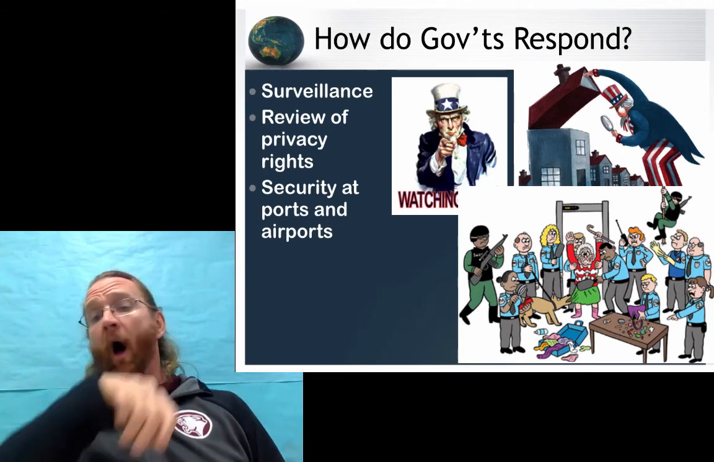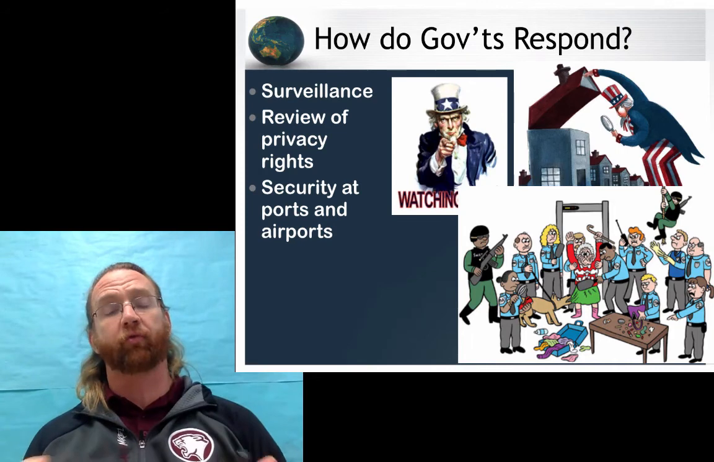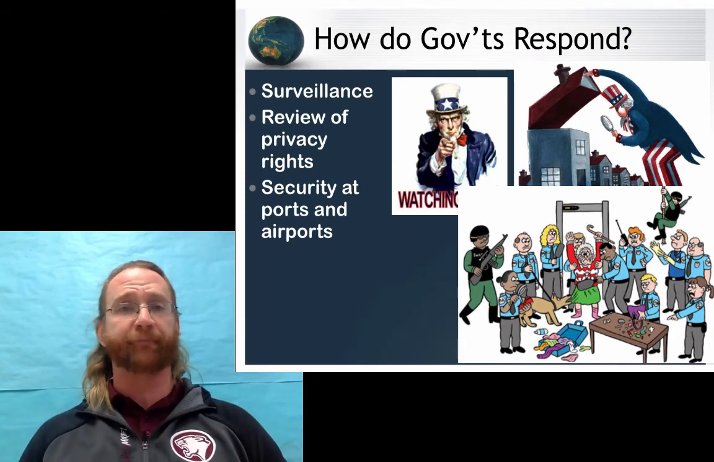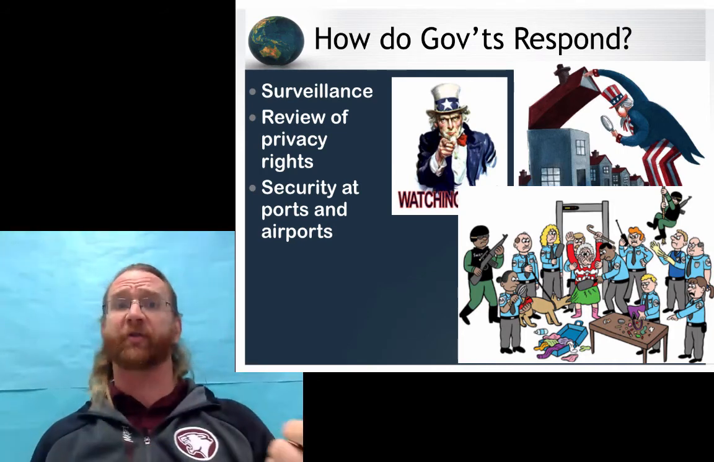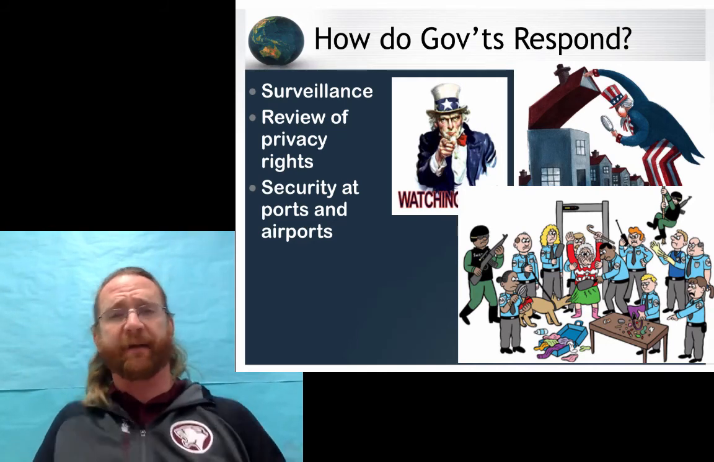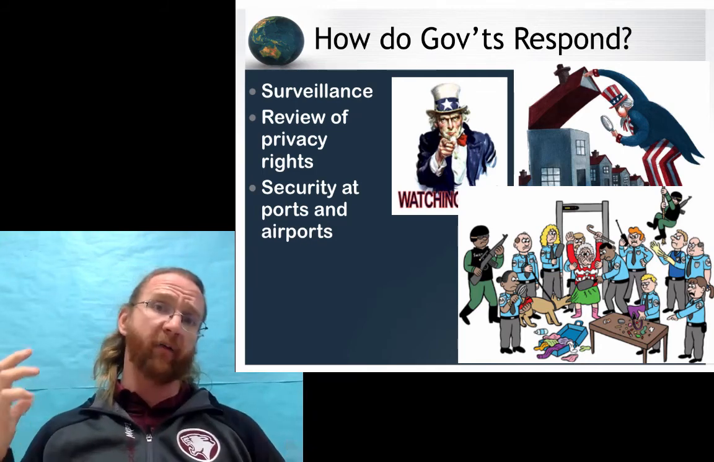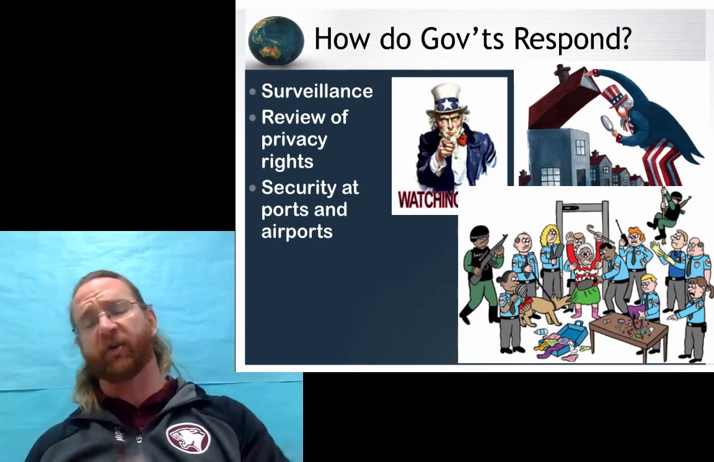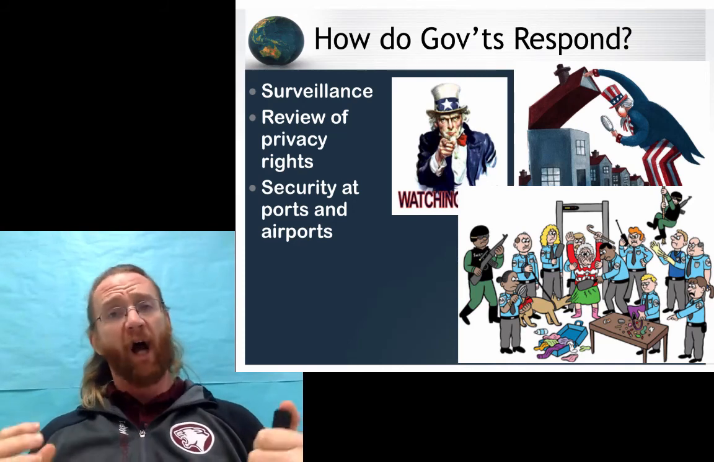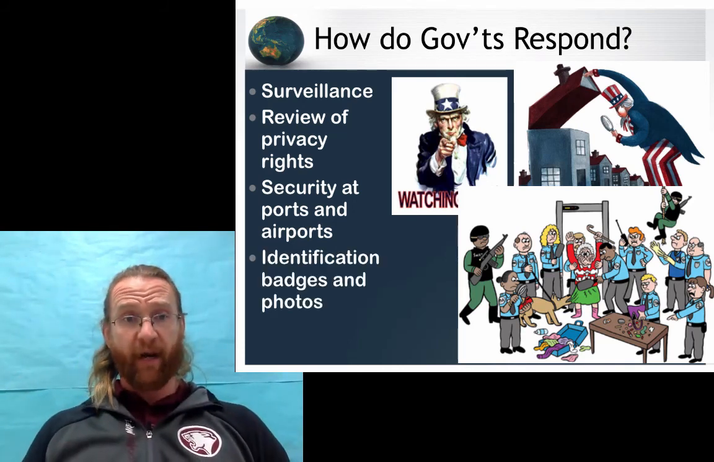Security at airports and ports where goods are shipped into the country have greatly increased since 9/11. Prior to 9/11, airport security was pretty strict, but you could travel much more freely and easily. After 9/11, it becomes much more strict. Everyone must go through a metal detector and take your shoes off and take your belt off. And you are liable to be searched at any time going to the airport now.